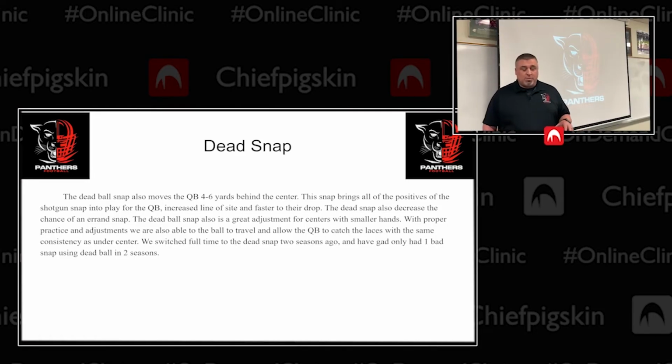So the dead ball snap also moves our quarterback 4 to 6 yards behind the center. This snap brings all the positives of the shotgun snap into play for the quarterback, his increased line of sight, faster to the drop. The dead snap also decreases the chance of an errant snap. The dead ball snap also is a great adjustment for centers with smaller hands.